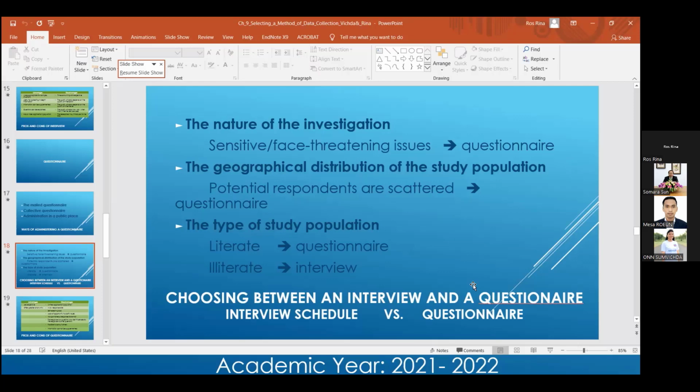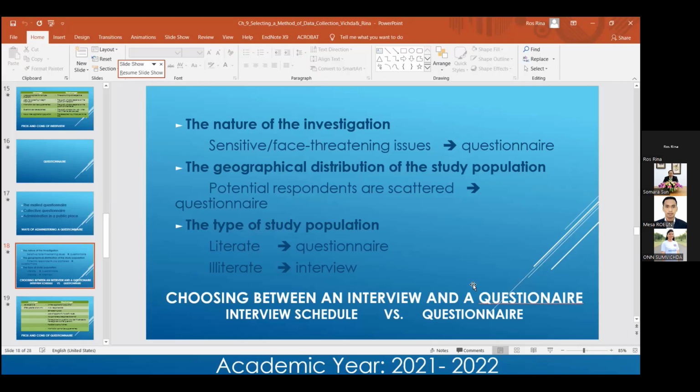So it might be by calling, mailing, a video call, or using media to do the questionnaire in order to collect the information from them.